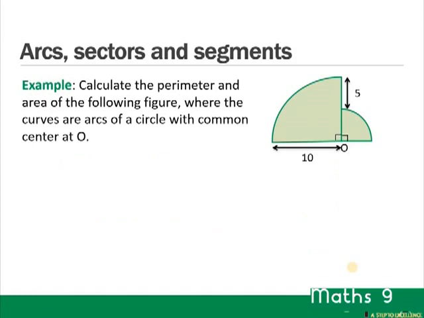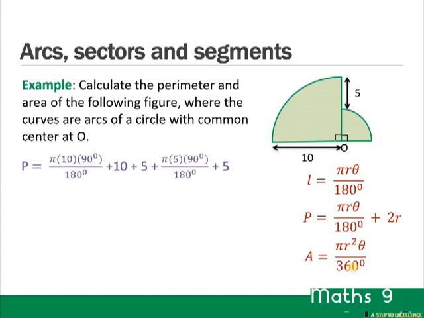Example. Calculate the perimeter and the area of the following figure, where the curves are arcs of a circle with a common centre at O. Here are the formulae. For the perimeter, we need to find this arc length, plus 10, plus 5, plus this arc length, plus 5. So it's pi times 10 times 90 over 180, plus 10, plus 5, plus pi times 5 times 90 over 180, plus 5, which is 5 pi plus 15 plus 2.5 pi plus 5, which is 7.5 pi plus 20.